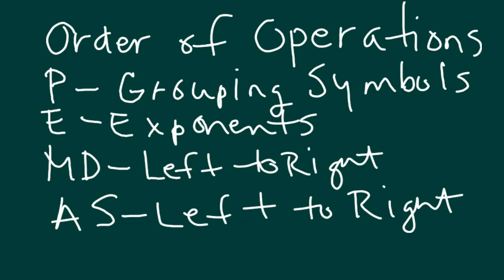Those are grouping symbols. Exponents, pretty much the same. Multiply and divide, you do that all in the same step, left to right. You don't multiply first and then divide, you do it in order, left to right. Add and subtract, same thing, in order, left to right.